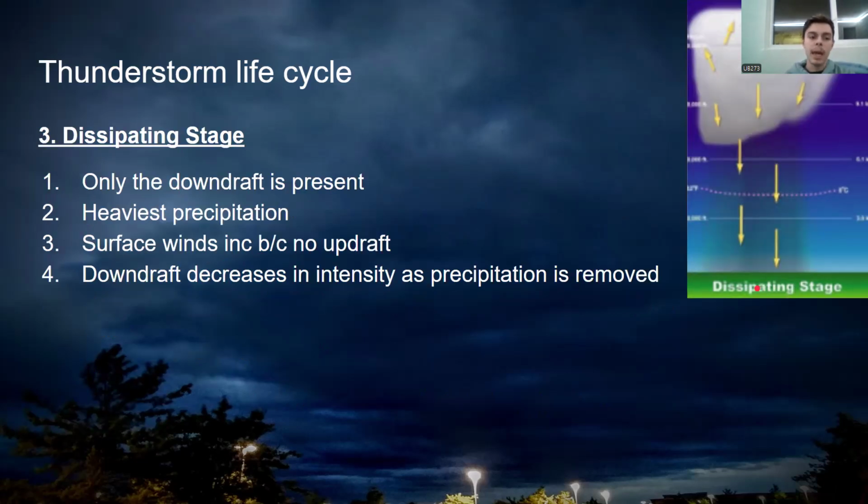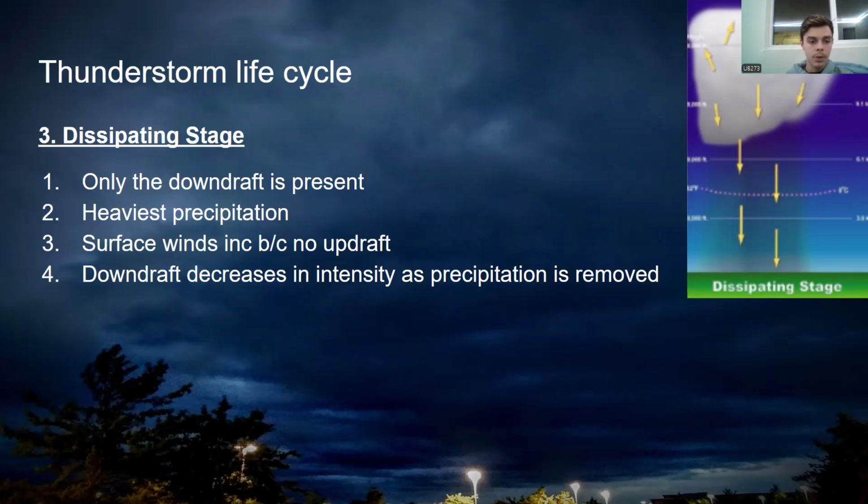Then we get to the dissipating stage, where now we only have the downdraft because the updraft has been cut off. We have cool, dry air coming from the upper levels and the heaviest precipitation at this point. Because of the heavy precipitation, we no longer can have rising parcels, and eventually the thunderstorm will subside or die.